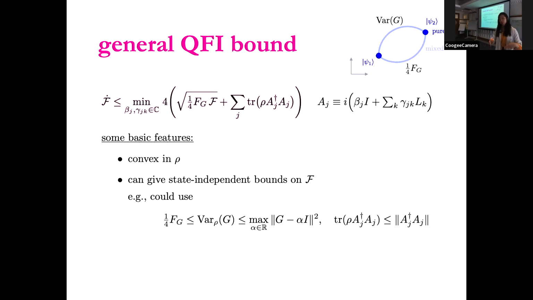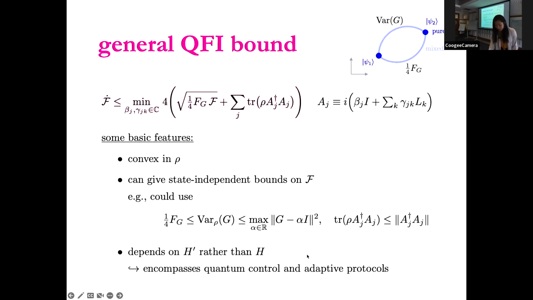So a state-independent bound wouldn't even be meaningful in this case. Instead, we might want to say, let's impose some upper limit on the average energy and ask, what's the largest QFI that we can attain using states under this energy threshold? And we can get this from our bounds by just analyzing F sub G and the A_J dagger A_Js for this restricted class of states.